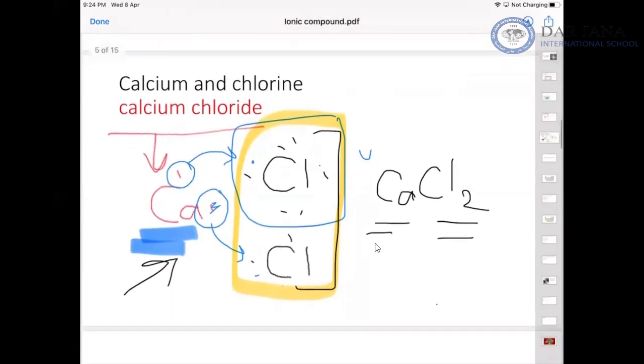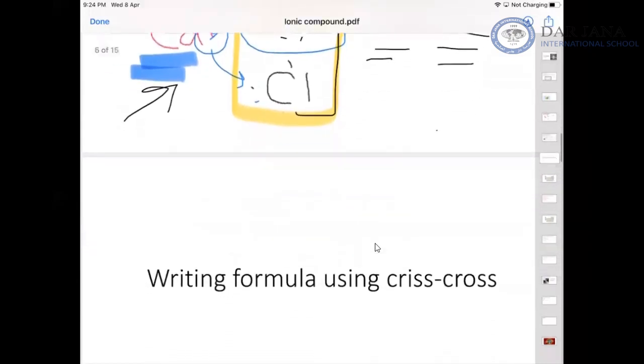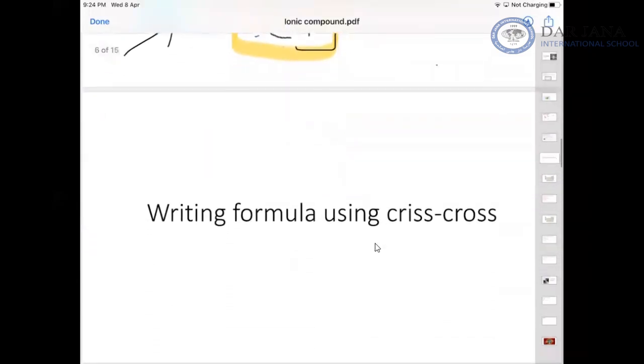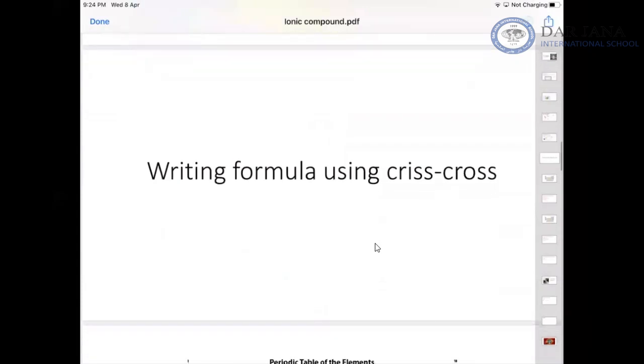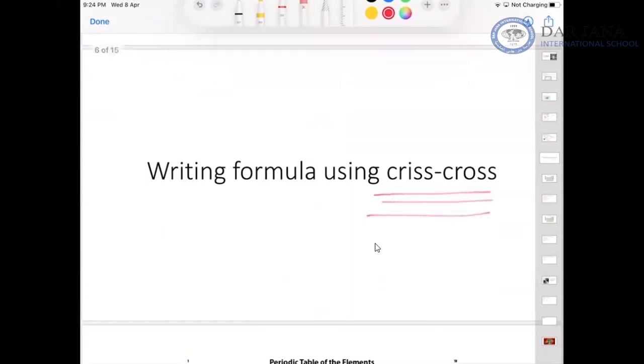Now, of course, you can do that for any question, but it will be so time consuming. Write the formula, draw the ions, draw the electrons, try it out. That's so time consuming, and that's why we are going to use an easier way, which is using crisscross.